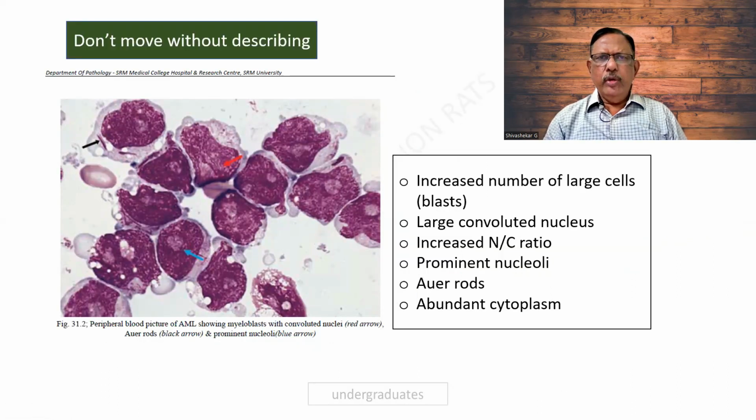This particular picture, I do not want you to move without describing. So in this, I am seeing increased number of large cells. How do I say increased? You count them. See the percentage. Large convoluted nucleus. So it is bent as though you have folded a wet cloth. That is the typical description I give. And there is an increased NC ratio, nuclear cytoplasmic. All these pale areas are nucleoli, abundant cytoplasm. All rods are the inclusions. Look at this arrow that is showing. Some of the cells are having blebs and vacuoles. That is because of a monocytic lineage. But you will write a common description for AML.